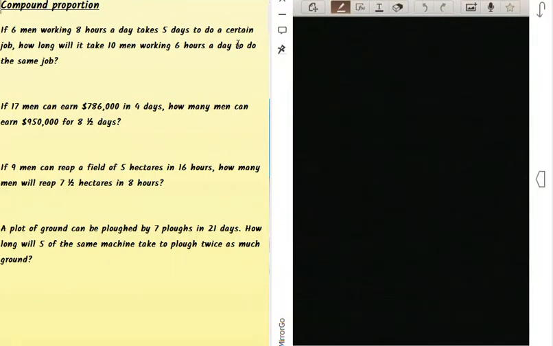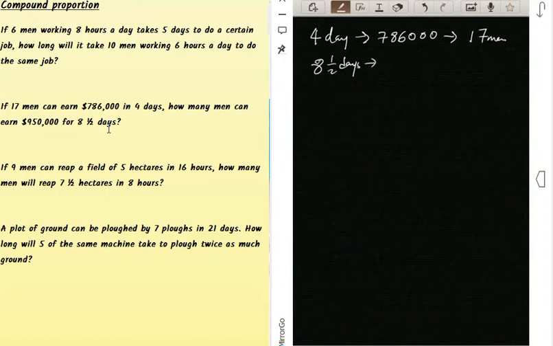Okay, now question number 2. If 17 men earn $786,000 in 4 days, how many men can earn $950,000 in 8.5 days? Now it's always important that we put whatever we're looking for at the right hand side. So we're looking for the number of men that can earn this in 8.5 days. So our new statement goes this way. It takes 4 days to earn $786,000 by 17 men.